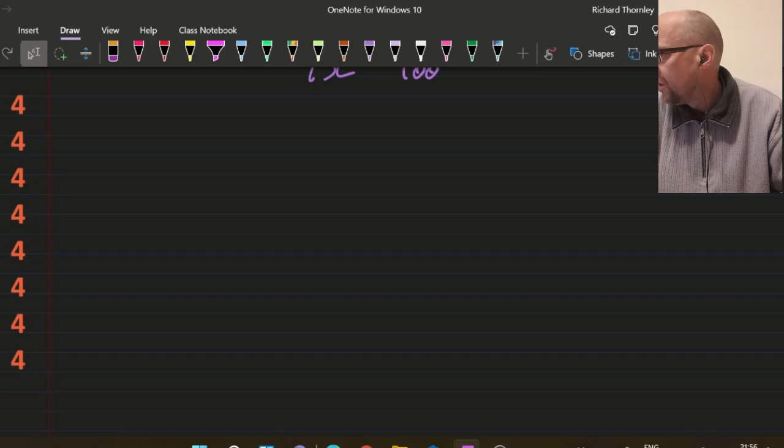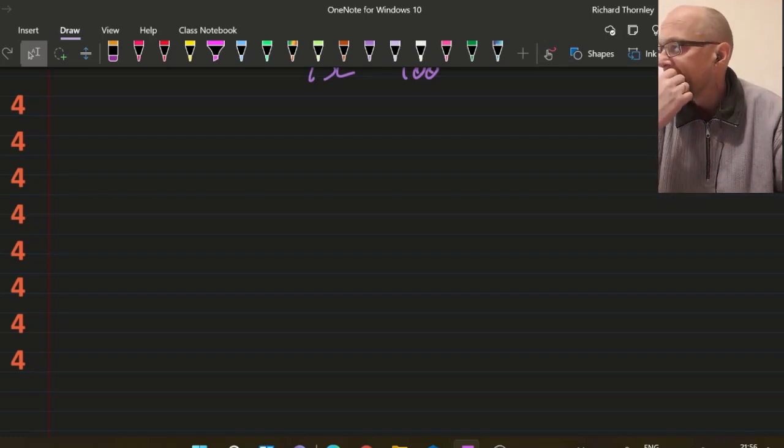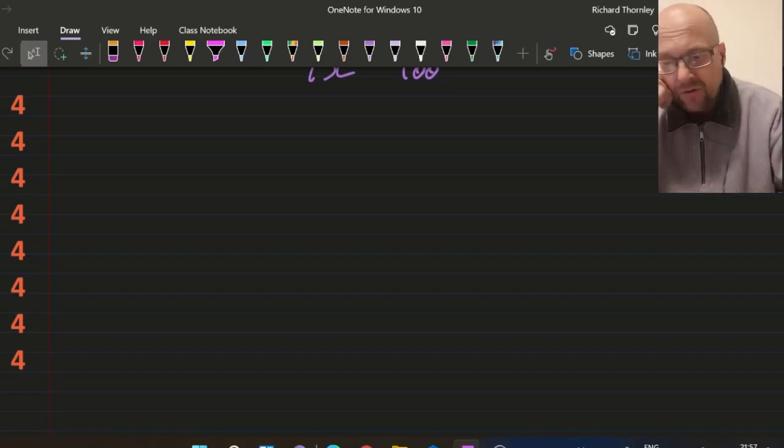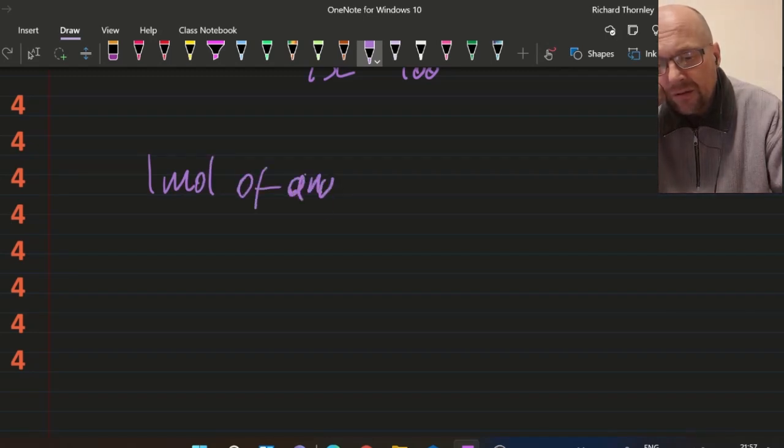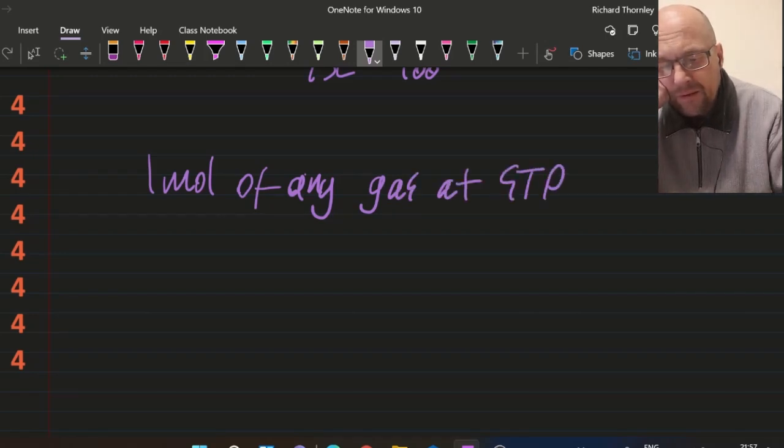Question 4. What affects the molar volume of an ideal gas? So the molar volume of an ideal gas. So 1 mole of any gas at STP is 22.7 decimeters cubed.